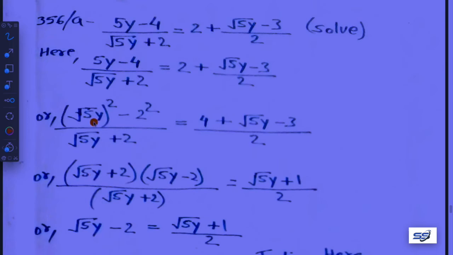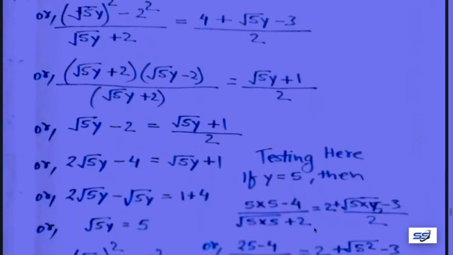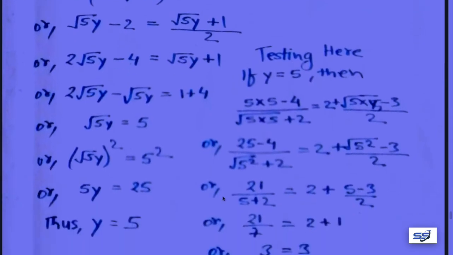Now this shall be expanded as per formula. The formula comes here: (root 5y plus 2)(root 5y minus 2) whole upon (root 5y plus 2) equals root 5y plus 1. Here plus 4 and minus 3 comes here plus 1. So (root 5y plus 1) whole upon 2. Here root 5y plus 2 and root 5y plus 2 cancel each other, so only the rest comes: root 5y minus 2 equals (root 5y plus 1) whole upon 2. Similarly we proceed ahead. See here, given us root 5y minus 2 equals (root 5y plus 1) whole upon 2.